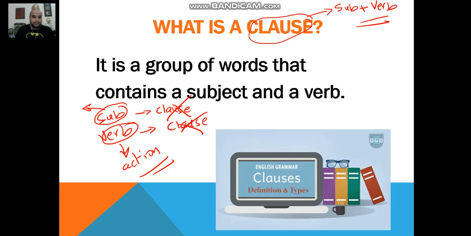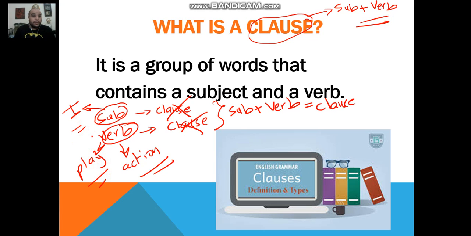in the sentence. So we have said, if I have a subject by itself, it's not a clause. If I have a verb by itself, it's not a clause. If I have a subject plus a verb, it's going to be a clause. Let's take an example. I is a subject. Play is a verb. I by itself is not a clause. Play by itself is not a clause. However, I plus play, which gives "I play", that's a clause.